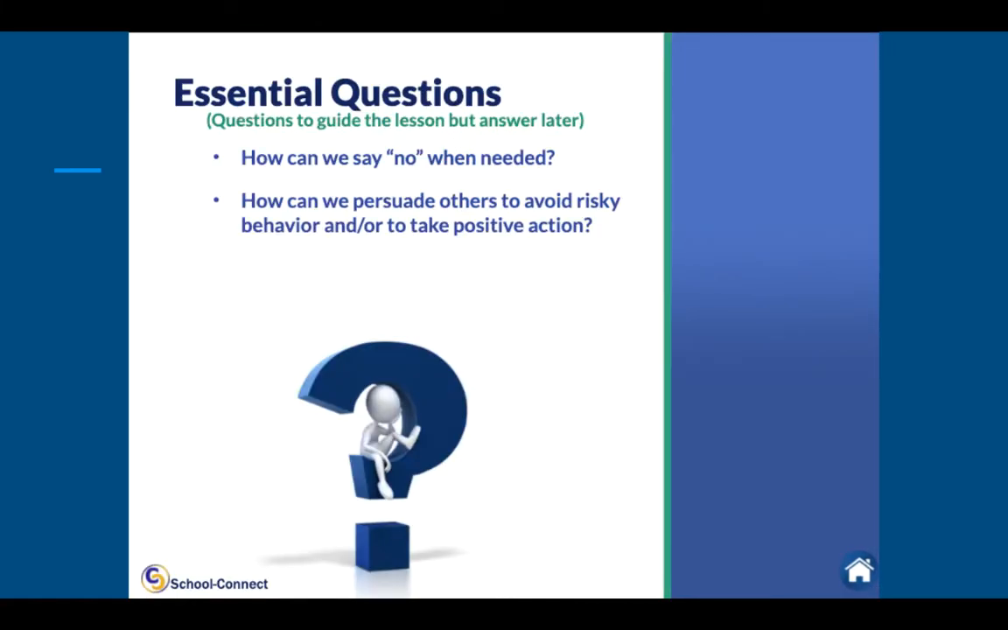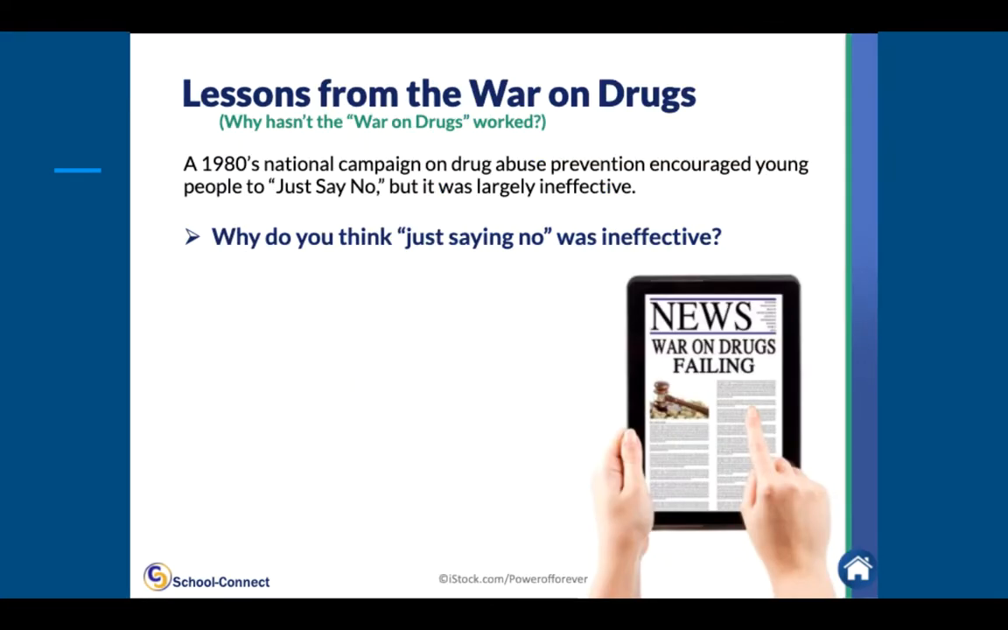Today's questions or essential key points are how can we say no when needed, and how can we persuade others to avoid risky behavior and or to take positive action. Remember, persuading means to guide a person towards an answer or make them feel or change their mind to do something, which you might be pretty good at doing already, or you have experienced this before. So let's go and continue.